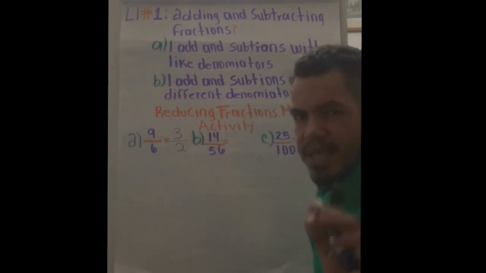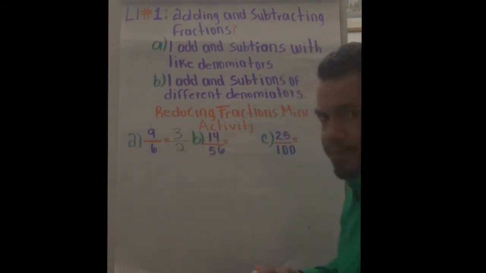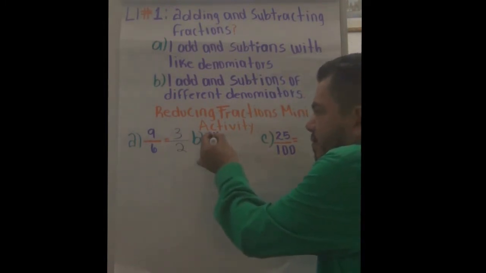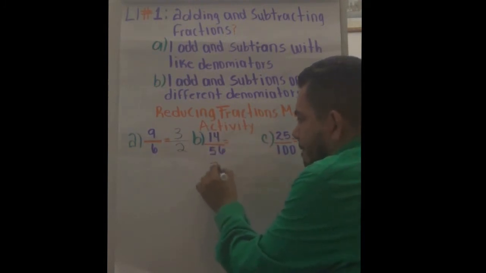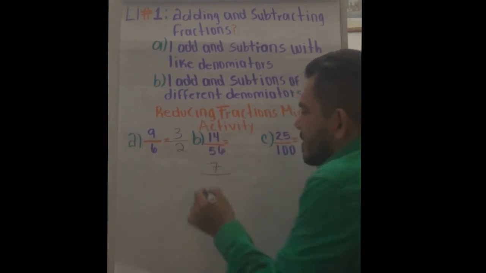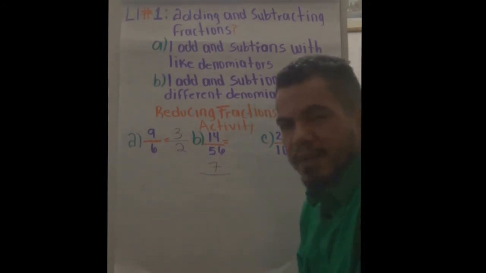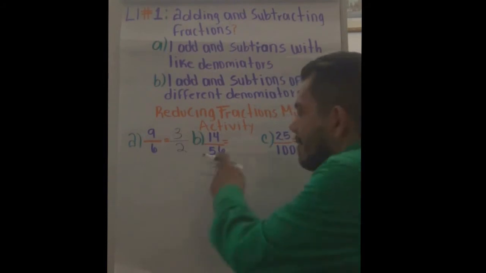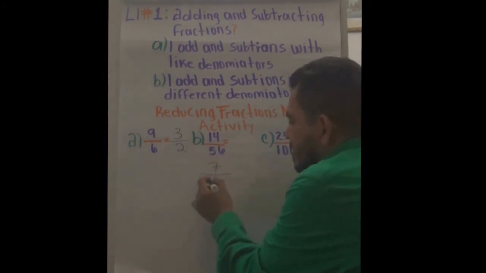Now, I'm going to say this and it might sound weird to you. You are actually dividing by 1. What? Yes. For example, watch this. Can I divide 14 by 2? Yes. And I get 7, right? Let me put it over here. 7. Can I divide 56 by 2? Well, 56 divided by 2 is 28.